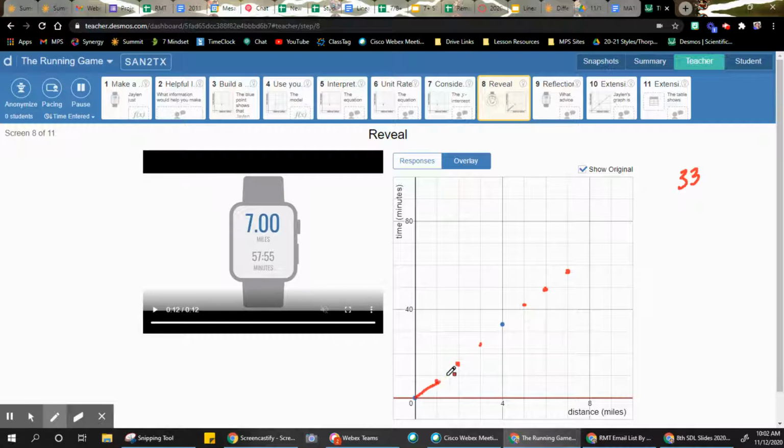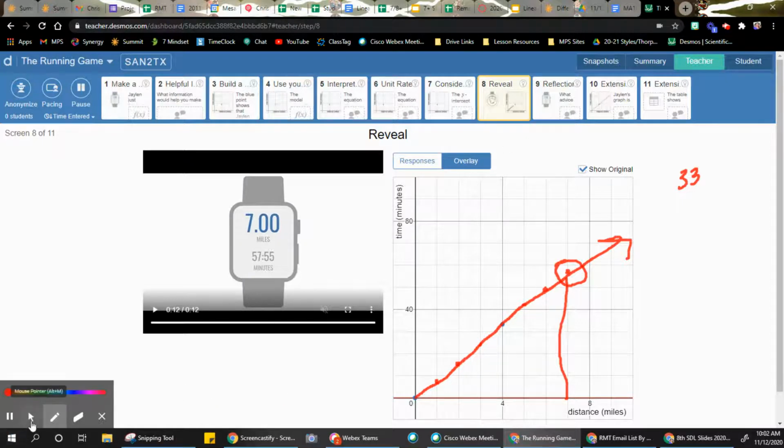So if we drew our line based off the prediction of our up 8.25s each time, you can see that at 7 here, if I trace up, we could have seen that it was around 58 or 57.55 from our graph. We could have predicted that. All right, let's move on to the next slide.